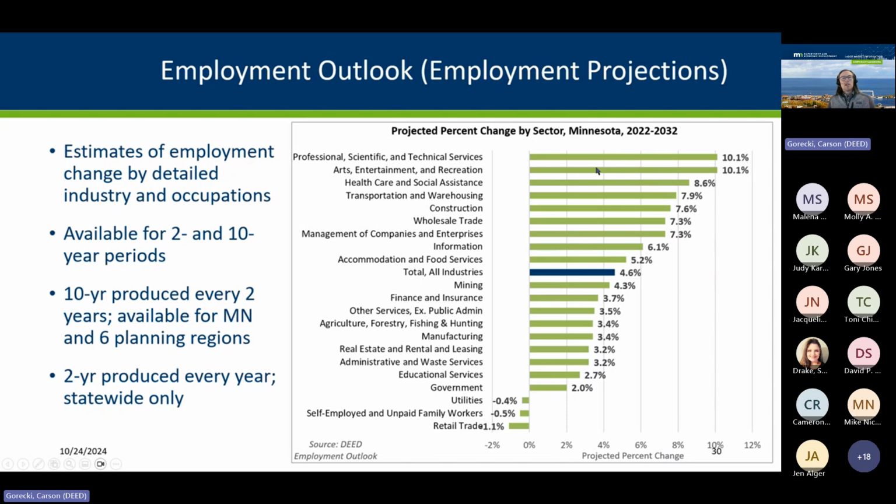This is an example of the type of data that are available. So these are the industries that we looked at before. We are projecting 4.6% growth over 10 years in the number of jobs overall in Minnesota. And I think that equates to like 150,000 jobs created. Healthcare and social assistance, our largest sector, is expected to grow faster than average.